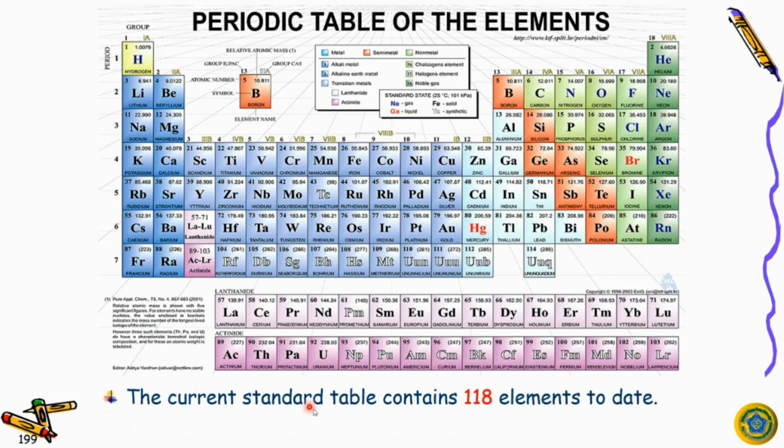The current standard table contains 118 elements today. So we can find 118 elements so far. And from uranium here, these are synthetic elements. We can synthesize different elements by what? By putting protons into the atom, right? So you can create new elements, but they are all very radioactive, sorry.